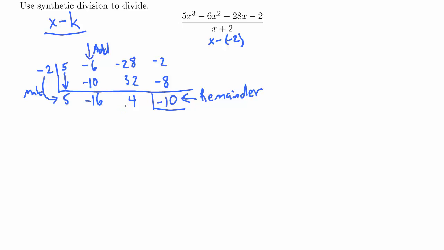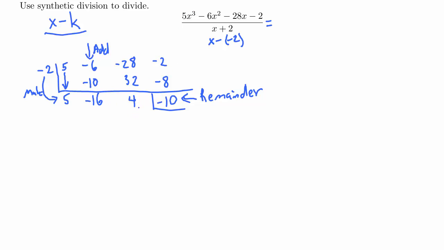Okay. What this tells me is that 5x cubed minus 6x squared minus 28x minus 2 all over x plus 2. Well, these numbers here are all coefficients, just like all of these numbers were coefficients as well. Now, this was degree 3, which meant I had 4 numbers. This is going to be 3 numbers, so going down 1 means this is going to be degree 2. In other words, a degree 3 divided by degree 1 gives you a degree 2.